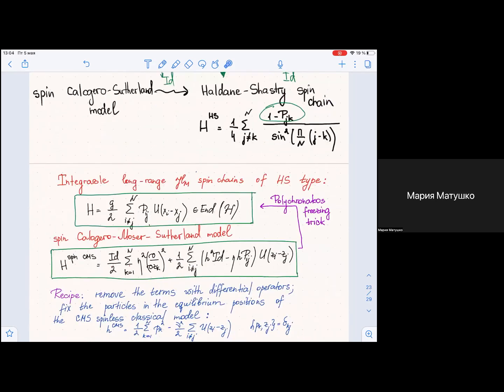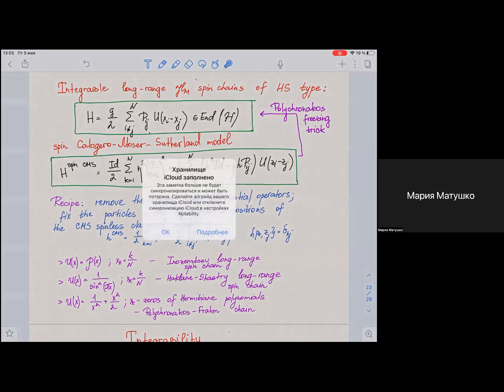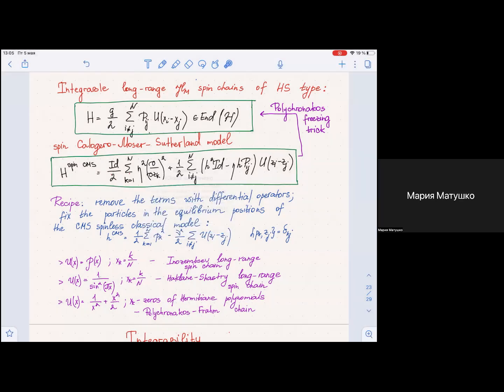So let me explain in more detail how this Polychronakos freezing trick works. Firstly, it was used for Calogero-Sutherland models. Spin chains of Haldane-Shastry type are closely related with the spin Calogero-Sutherland model. And this relation is this Polychronakos freezing trick. So what do we have?